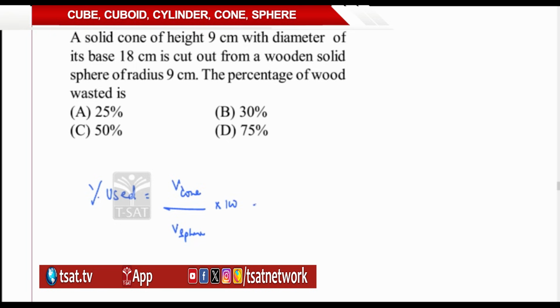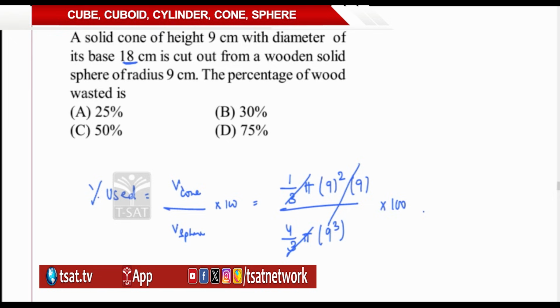into 100. Volume of cone is pi r square h by 3, or 1/3 of pi r square h. Diameter is 18 means radius is 9. 9 square into 9 by 3, over 4 by 3 pi r cube, 9 cube. So 9 cube cancels, pi by 3 cancels. You are left with 1 by 4 into 100. 1/4 of 100 is 25%, so 25% of the wood is used. If 25% of the wood is used, 75% of the wood is wasted.